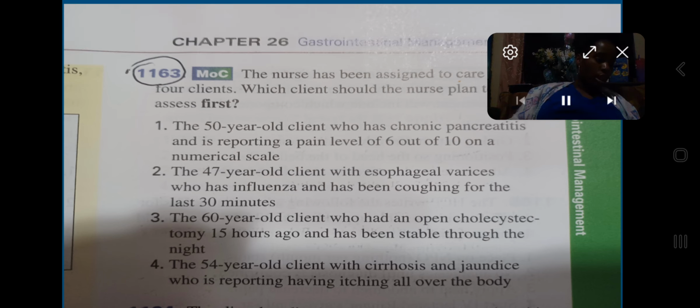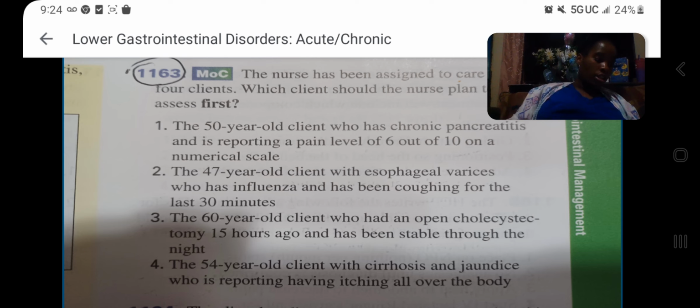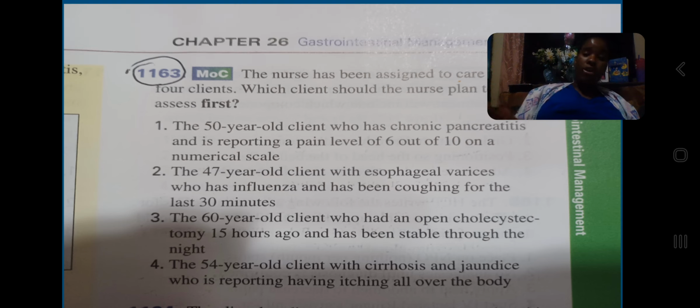2, the 47-year-old client with esophageal varices who has influenza and has been coughing for the last 30 minutes. I do not like the way this sounds. Varices are those very fragile veins, and when you're coughing, you can irritate them and they can burst and cause hemorrhagic shock and death, okay? These vessels are inside of your esophagus. Due to portal hypertension, like with cirrhosis, that blood backs up, and it's a lot of blood, so it doesn't have anywhere to go. So it makes the vessels larger than what they should be. I'm talking about really big vessels filled with blood, and they're fragile, and they can easily burst. So coughing for 30 minutes, and you have this, is a big concern, okay?